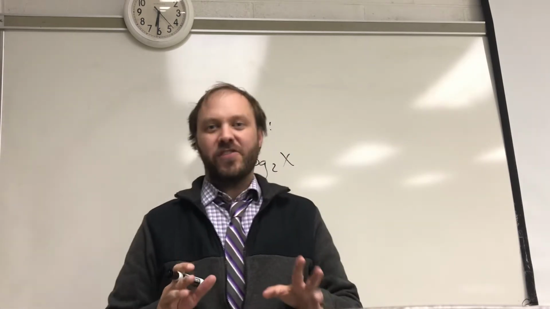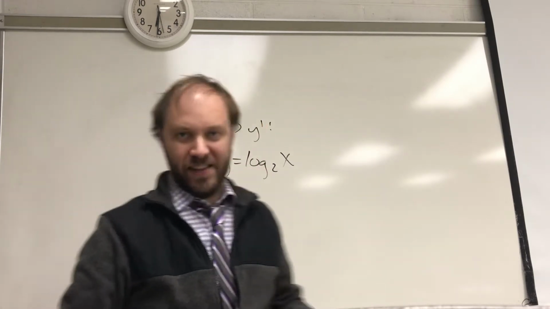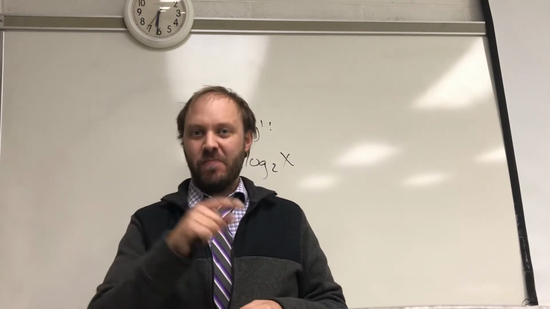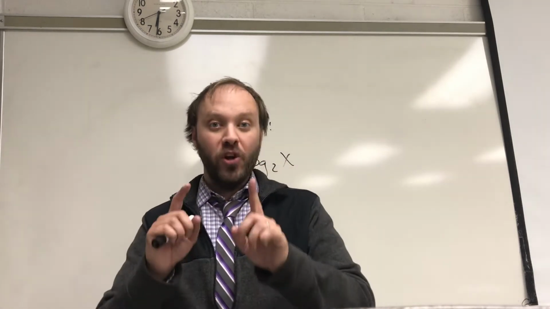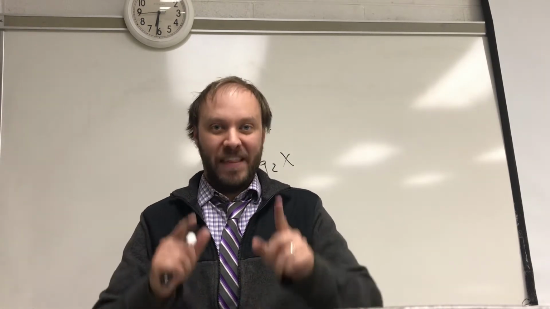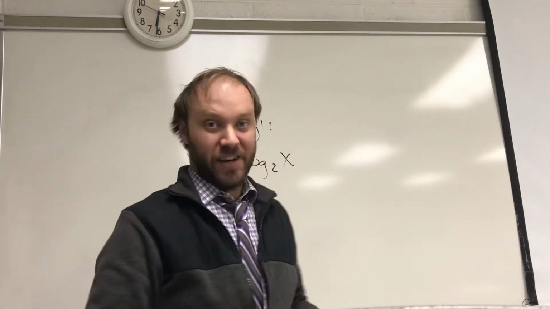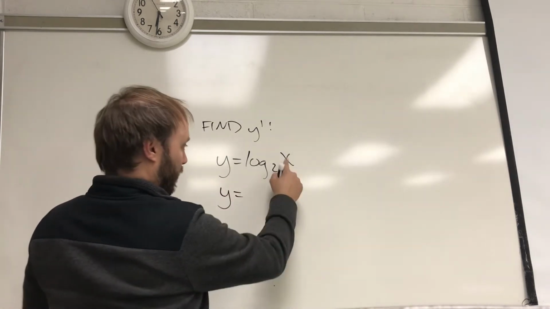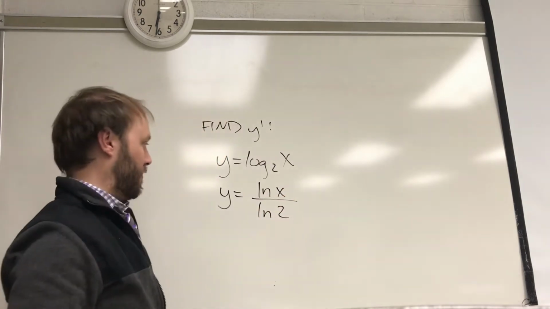The key here is using the base change formula to rewrite this, because I don't know how to find the derivative of the log base 2. I do know how to find the derivative of the natural log function. And remember, you can use the change of base formula. You can either take the log of this divided by the log of this, or you can take the natural log of the top and the bottom. And that second approach is going to be a little bit more useful because we already know how to find the derivative of the natural log, so we can use something we already understand. So this is the same thing as y equals ln of x over the ln of 2.